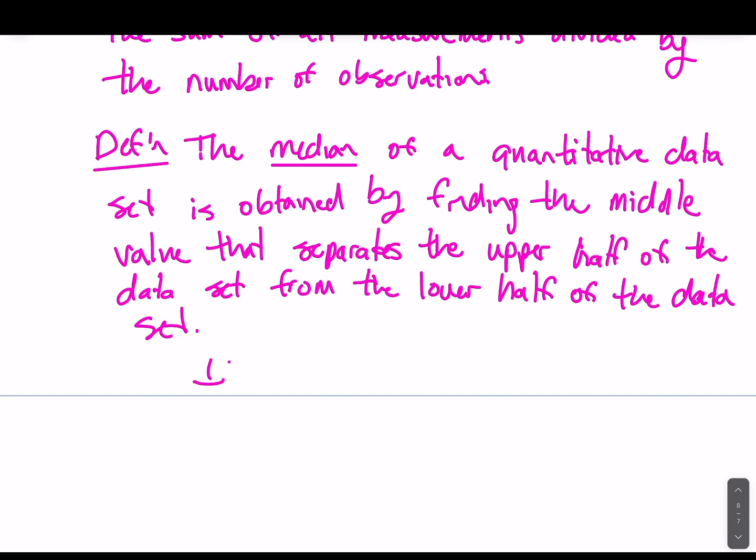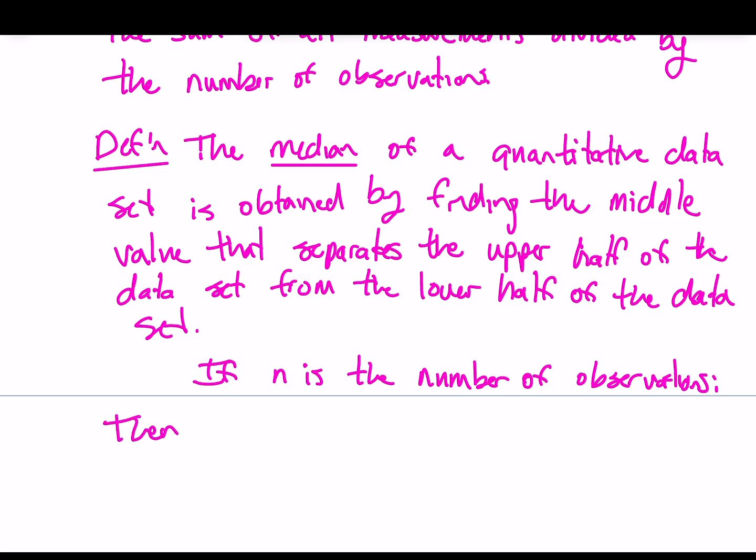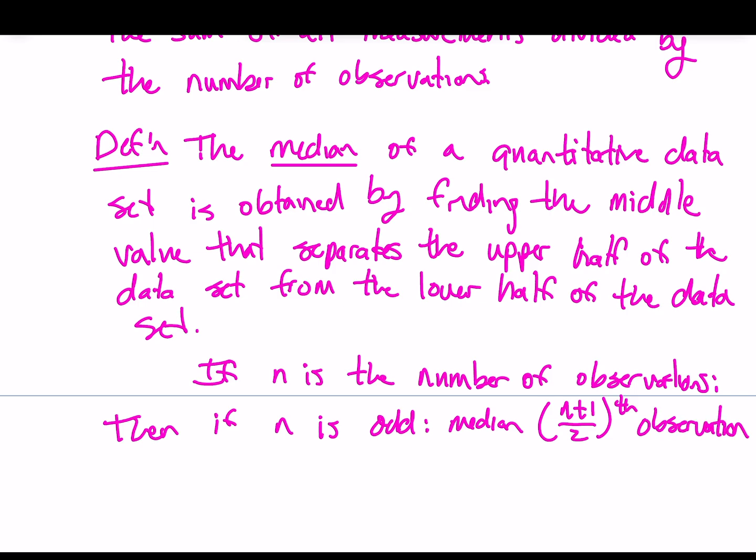So for computational purposes, if n is the number of observations, then if n is odd, the median is the n plus 1 over 2 observation. In other words, however many observations you have, add 1, divide by 2, and if the data points are put in order from least to greatest, that would be what your median was.